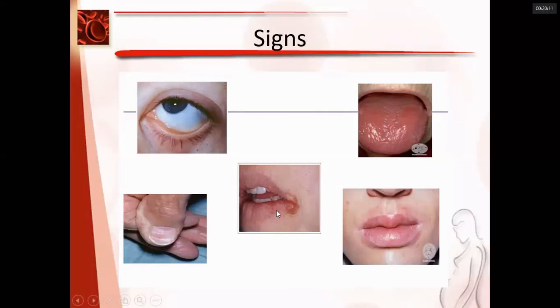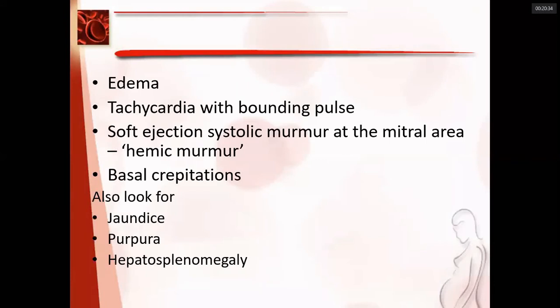And this is angular stomatitis. In the angle of the mouth, there is inflammation, and throughout the perioral area, there is cheilitis. So these may be the subtle signs of anemia that we must look for during our clinical examination. Other signs: there may be edema, there may be generalized anasarca as well.